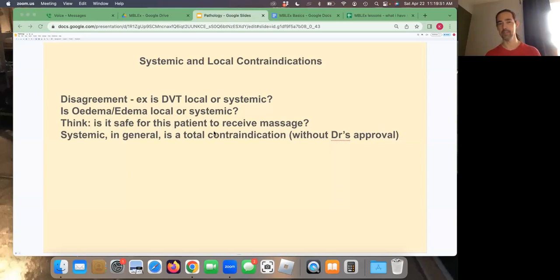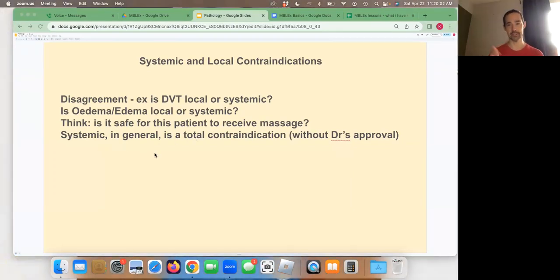Always think, is it safe for the patient to receive massage? Or am I going to do harm? Will massage do harm? Is it possible that I could do harm? In general, if there is a systemic contraindication, just so you're clear, it's a complete contraindication. You shouldn't touch that person. You can't massage the person. Don't even touch them. Because without a doctor's approval, there's no way for you to know, no way for you to gauge the risk.